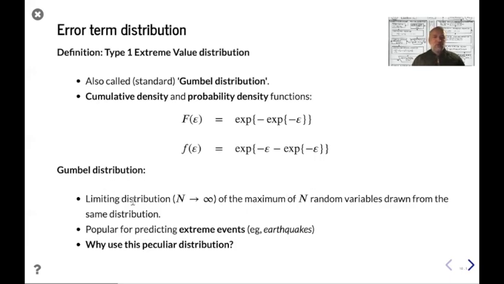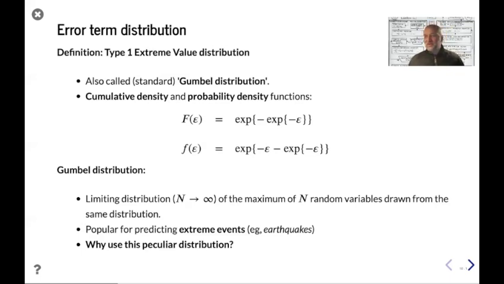So the Gumbel distribution, what is the nature and source of it? It arises as a limiting distribution of the maximum of n random variables drawn from the same distribution. Popular examples are earthquakes. We use this for predicting extreme events. If we look at the distribution of all these extreme events, that's going to be extreme value type 1 distributed. So why are we using this particular distribution for discrete choices?